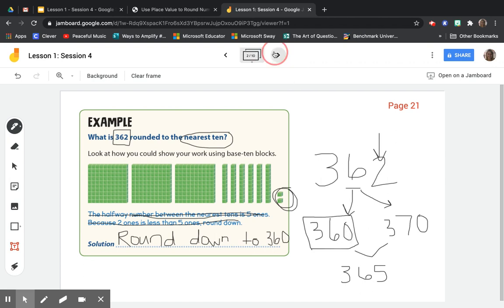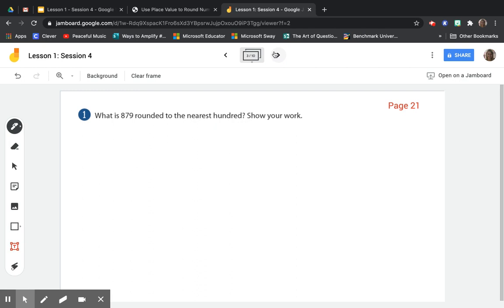So let's move on to the next problem on page 21. It says, what is 879 rounded to the nearest hundred? Show your work. So in class, we decided there are 2 ways we can model our rounding. We can, whoop, kind of a bump there. We can use a number line, or we can use our base 10 blocks.